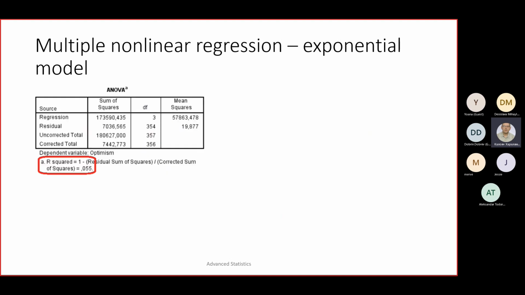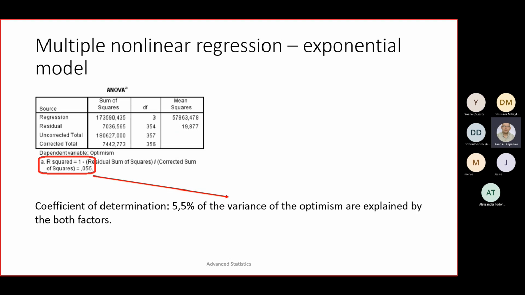And last is here multiple correlation. And in this case, this is not multiple correlation, this is multiple determination, because it's R square, and R square shows that 5.5% of the variance of optimism are explained by age and number of cigarettes per week together. And this is so for the multiple regression models.